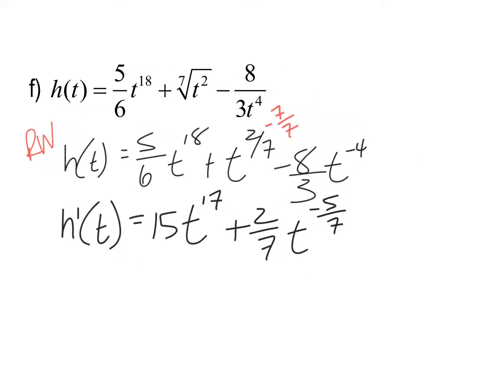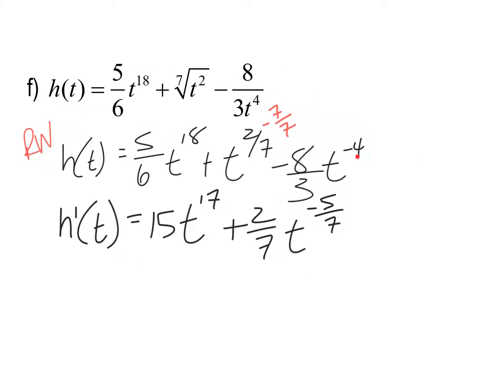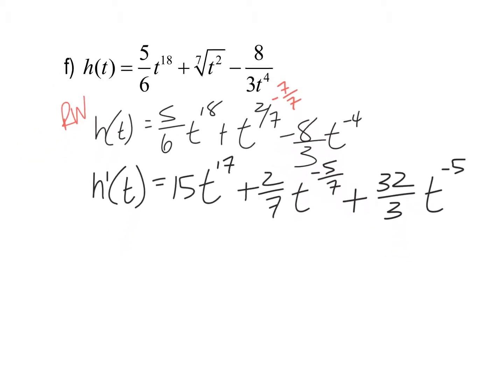And then the last part, what I'm going to do is bring this negative 4 and multiply it by negative 8/3, which gives me positive 32/3. T to the, how do you decrease negative 4 by 1? You make it negative 5. Be careful with your exponent rules, you guys.